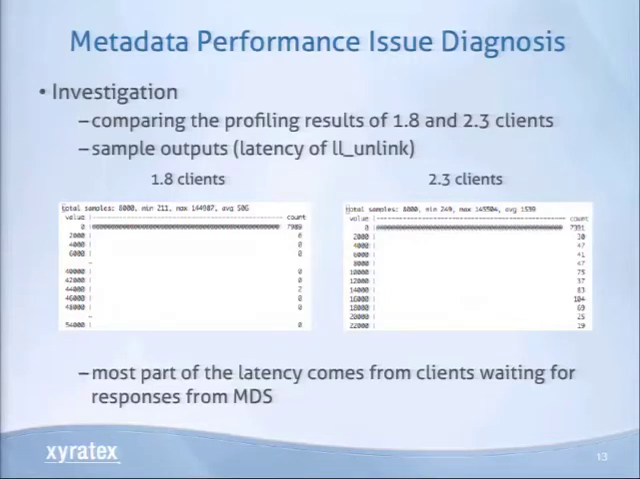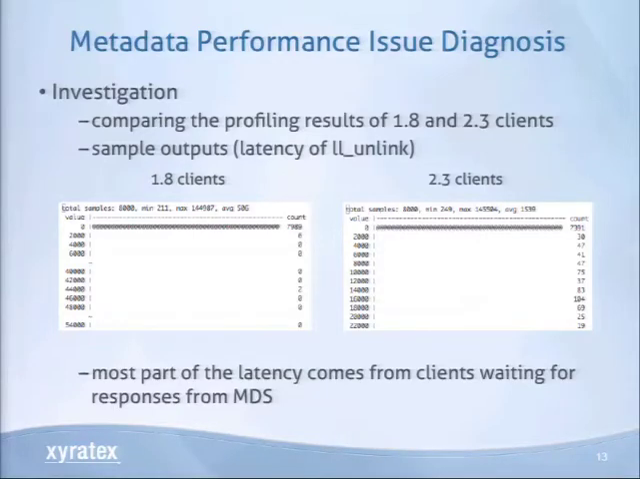So the task will create 64,000 files using 8 clients. Each client will create 8,000 files and delete them. For 1.8 clients, you'll see almost all the unlink operations happened within 2 milliseconds. But for 2.3, we see a lot of unlink operations spend more time than that.